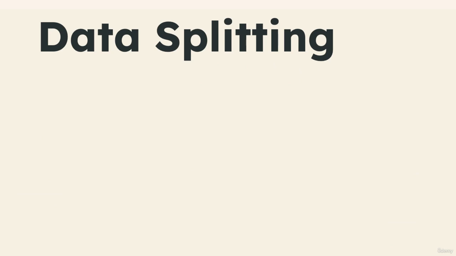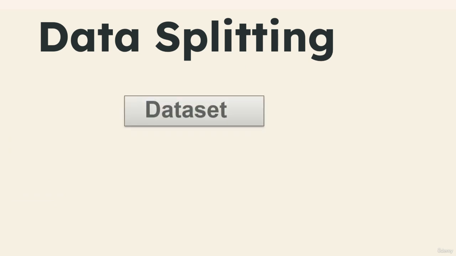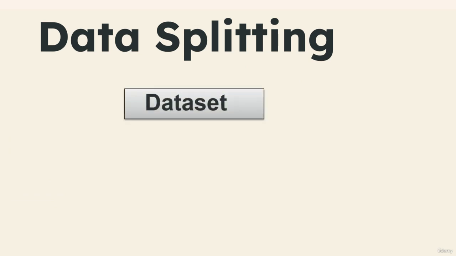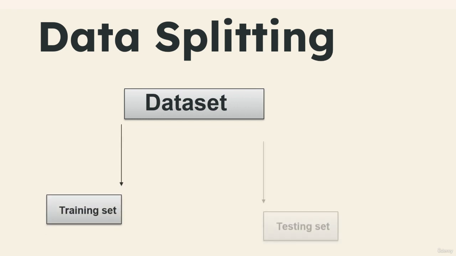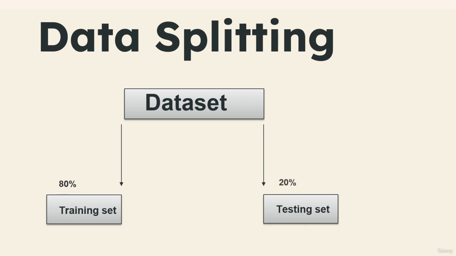So the fourth step in building machine learning models is data splitting. What we are going to do here is split our data set in two parts or two sets, the training set and the testing set. 80% of our data set will go for a training set, and the rest, or the 20%, is going to go for the testing set. So let's go to Google Colab to code it out.